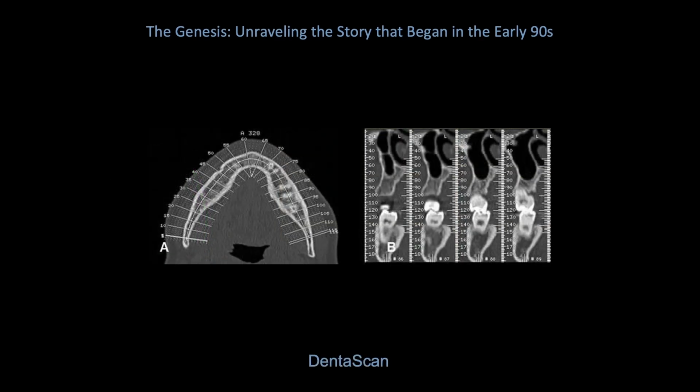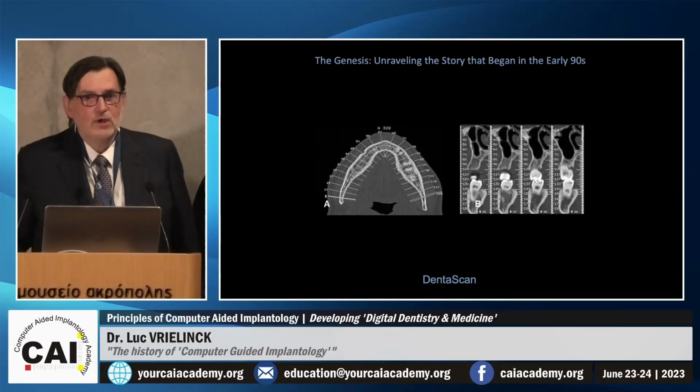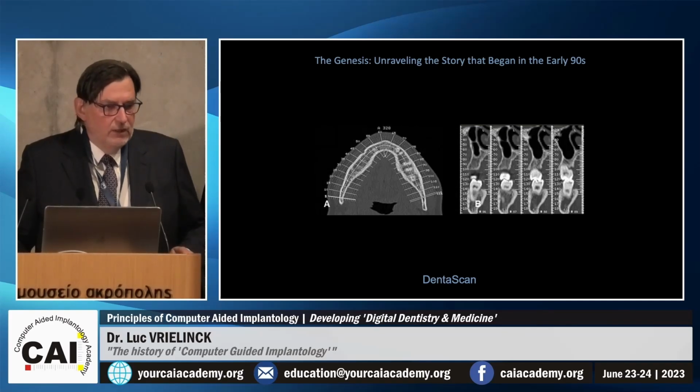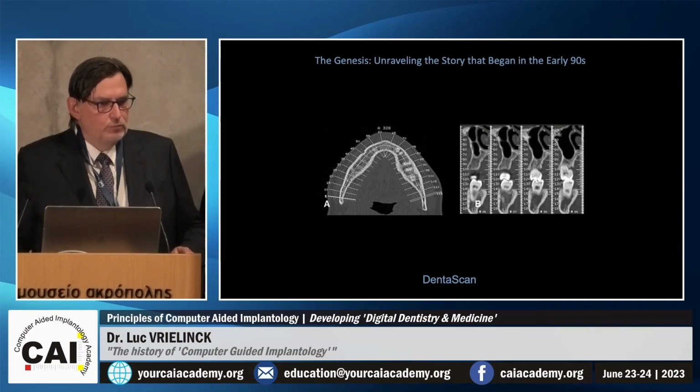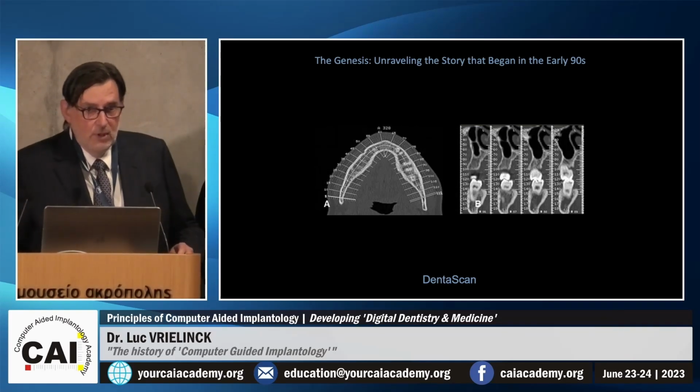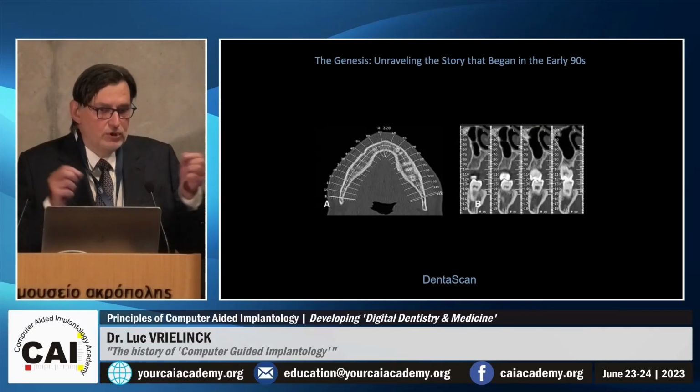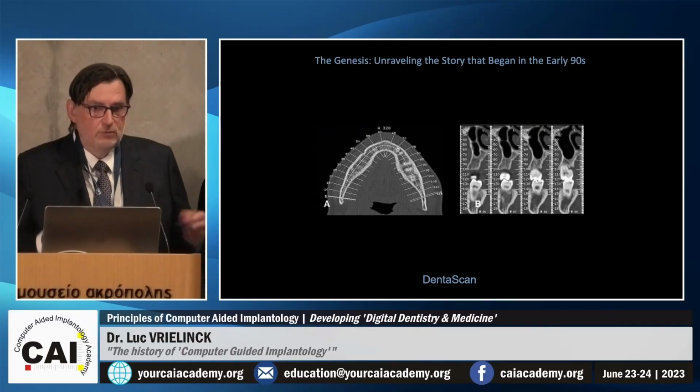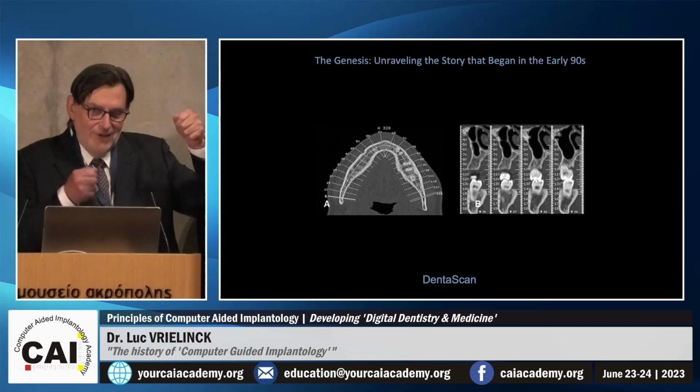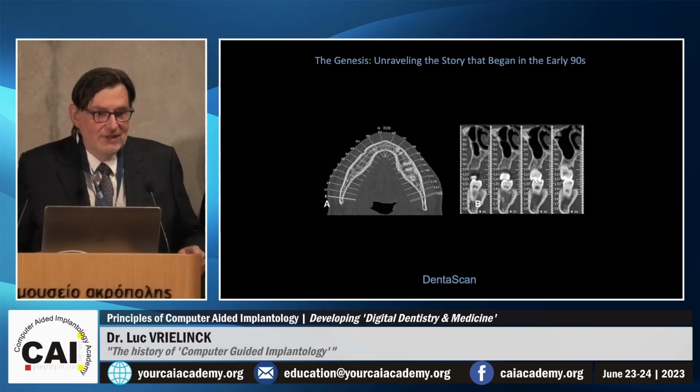And then later on we had the DentaScan, and the DentaScan allowed us to make cross-sectionals, meaning perpendicular slides on the OPG, and on that moment we could measure the thickness of the bone. But again, there was no digital way. We had to measure it with a ruler on the photo, and then we knew the thickness of the bone.